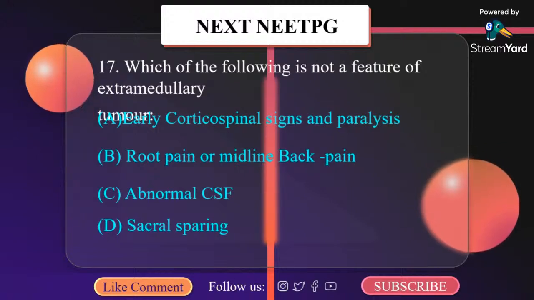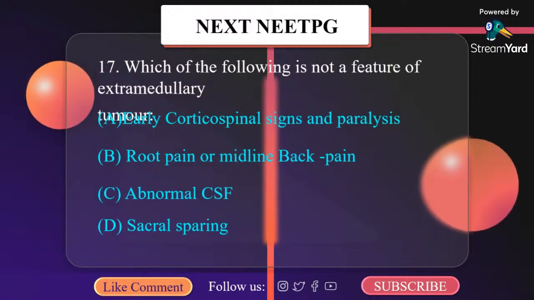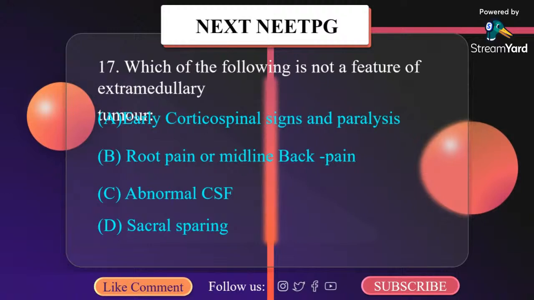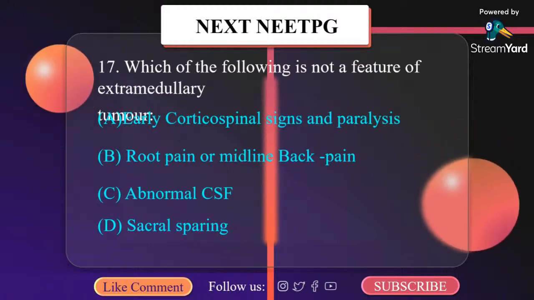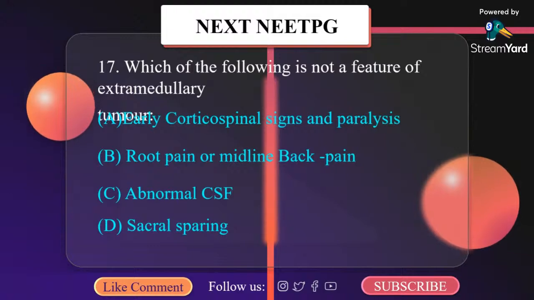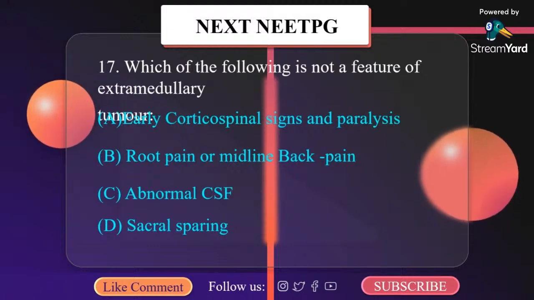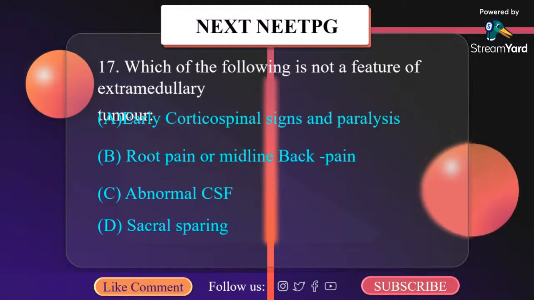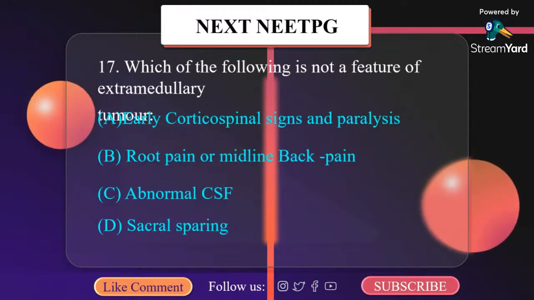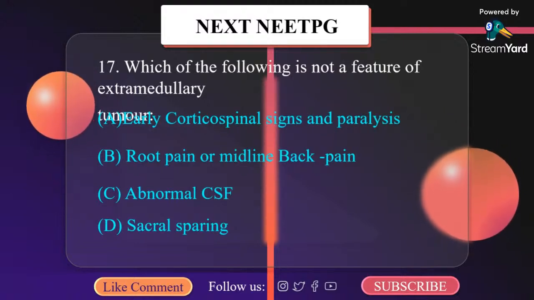Intramedullary and extramedullary syndromes. Extramedullary lesions: radicular pain is often prominent, early sacral sensory loss, spastic weakness in legs, incontinence. Intramedullary: poorly localized burning sensation rather than radicular pain, sparing of sensation in perianal and sacral areas. So the correct answer here is sacral sparing. Sacral sparing is seen in intramedullary lesions. It is not a feature of extramedullary.